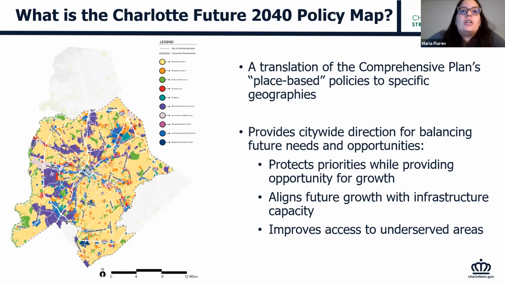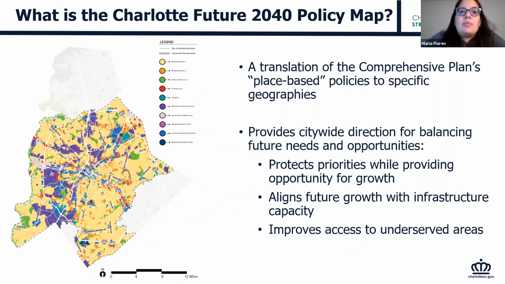So, moving on to the Charlotte Future 2040 policy map. This is the companion document to the Charlotte Future 2040 comprehensive plan, and it will translate the plan's place-based policies to specific geographies in the community. Place-based policies are those that provide guidance for where and how development should occur.